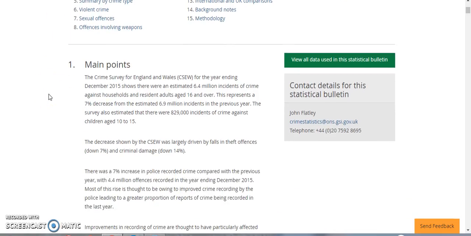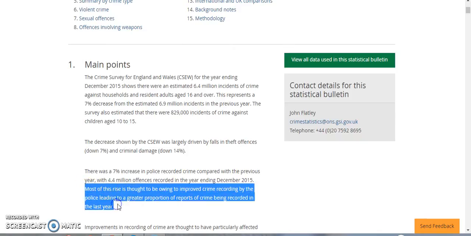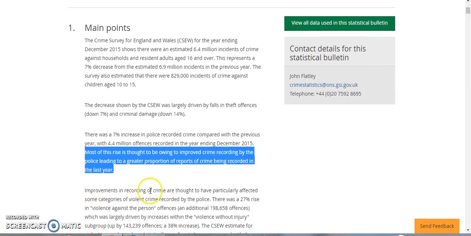Now, from the survey itself, you'll see here it says most of this rise is thought to be owing to improved crime recording by the police, leading to a greater proportion of reports of crime being recorded in the last year. So it's entirely possible that crime itself, although the article wants you to think that crime has gone up, crime itself hasn't gone up. What has gone up is the amount of people reporting crime. Now then going on to say improvements in recording of crime. So there have been improvements to how crimes are recorded, and this is what's shown us the increase. This is just a short insight into how statistics can be used to present a certain point of view. Obviously we'll go into a bit more detail of that later on.